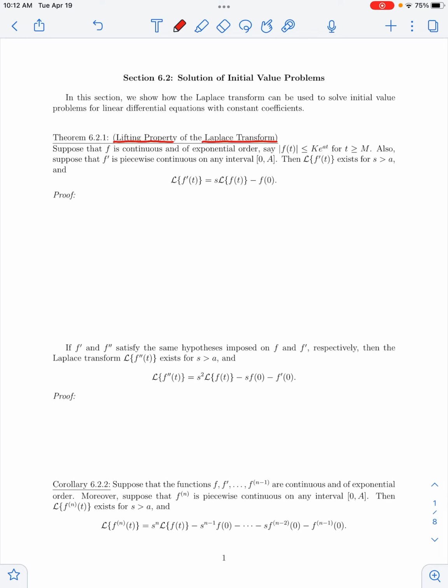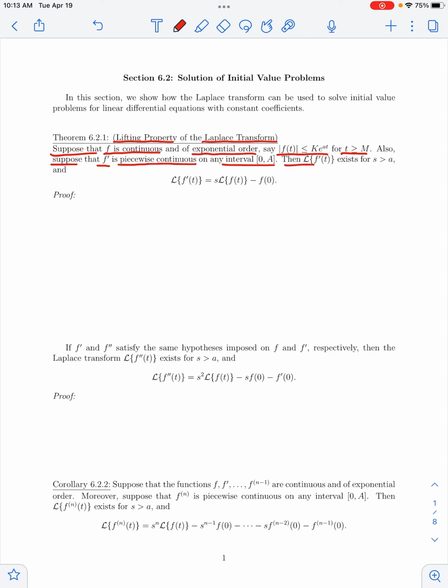And here's what this theorem says. Suppose that we have a function f, which is continuous and of exponential order. So let's say the magnitude of our function is bounded above by k e to the at for t sufficiently large. And let us also suppose that the derivative f prime is piecewise continuous on any interval from 0 to a. So essentially piecewise continuous from 0 to infinity, since a could be any number.